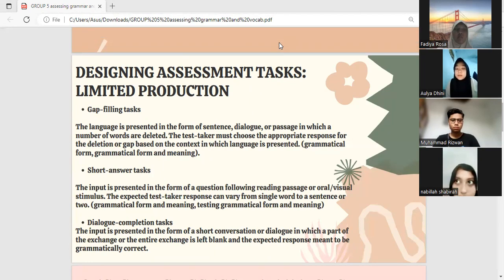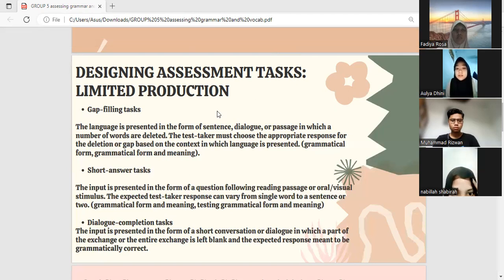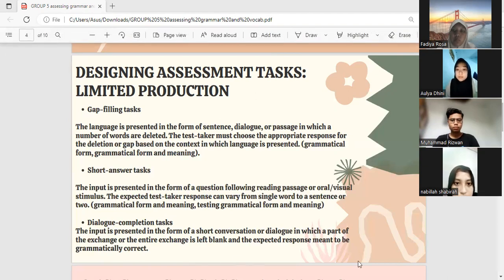and meaning. The second is the short answer test. The input is presented in the form of a question following a reading passage or an oral or visual stimulus. The expected test taker response can vary from a single word to a sentence or two. Testing grammatical form and meaning.